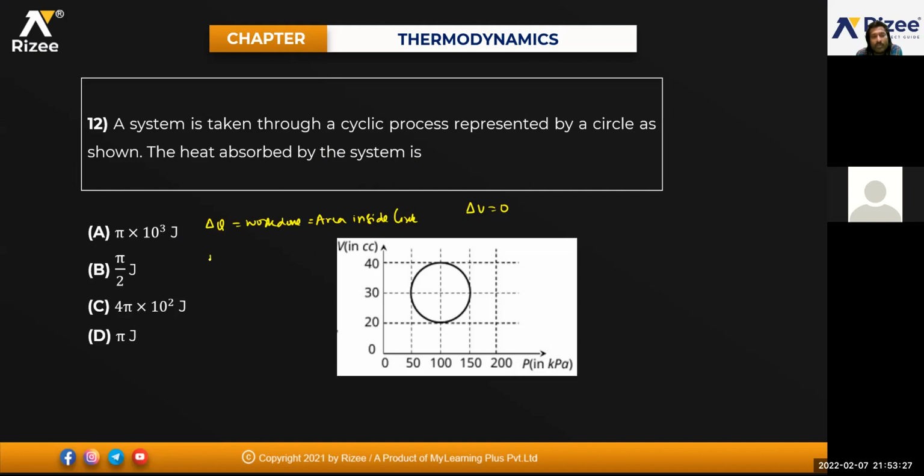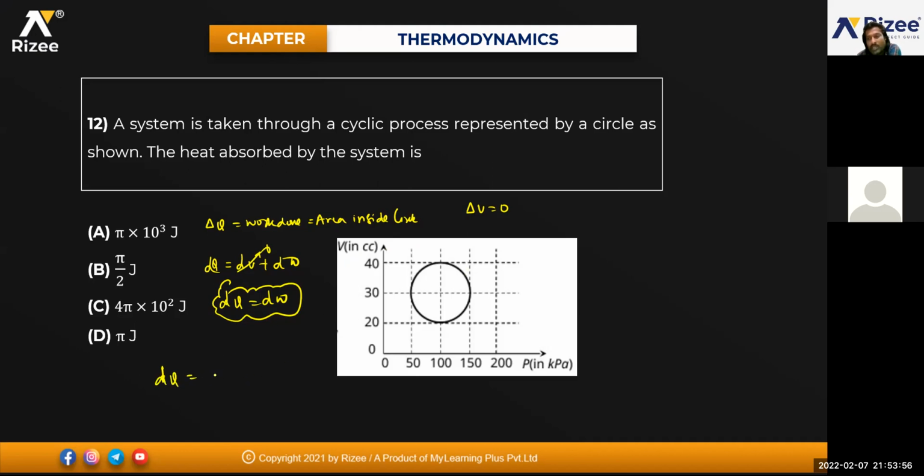In a cyclic process, internal energy change will be equal to 0, beta. From the first law of thermodynamics, if I'm writing, dQ will be equal to dU plus dW. So internal energy will become 0. That is the reason dQ will be equal to dW. dW is nothing but work done, which is nothing but the area inside the circle. So if I'm writing the area inside the circle right now, dQ will be equal to the area of what right now?